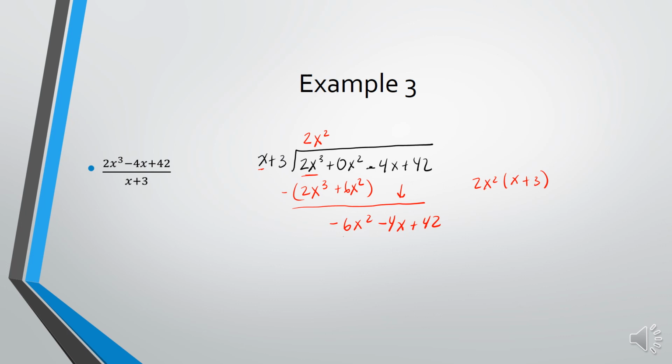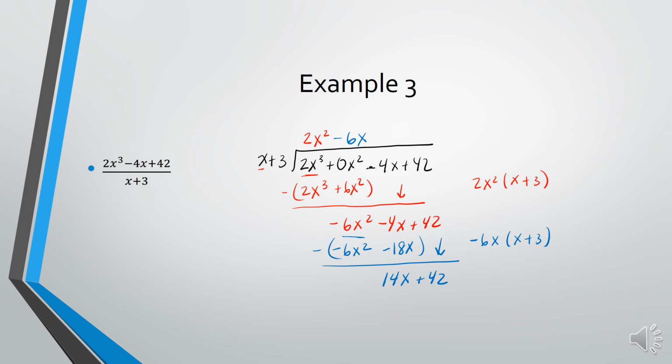Doing it again, what should I multiply x by in order to get negative 6x squared? So I think a negative 6x. So negative 6x times my x plus 3. Let's see, that gives me negative 6x squared minus 18x. So again, multiply and subtract. My 6x squareds go away, which is perfect. And then I get negative 4x plus 18x, which gives me 14x. And then bring down my 42.